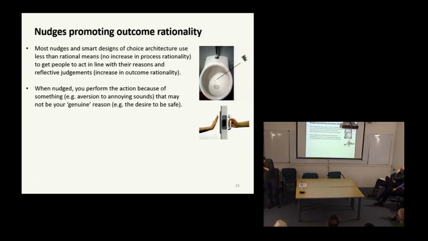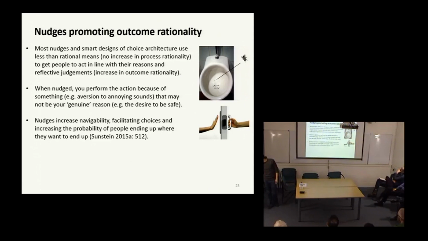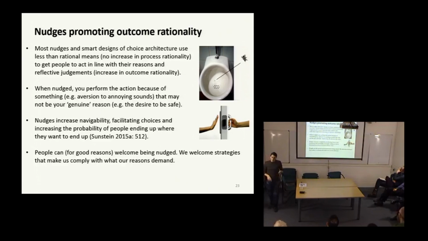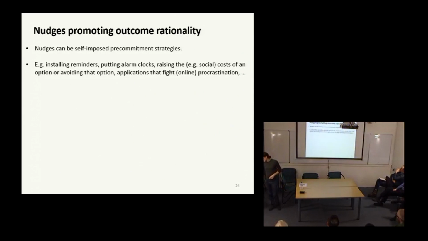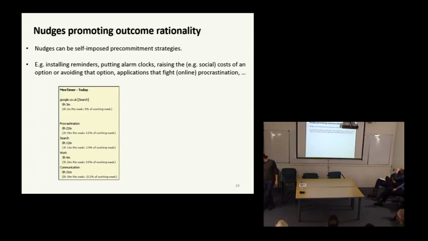These examples we've mentioned, these are nudging promoting outcome rationality. With respect to the GPS and the spatial metaphor, Sunstein, for example, calls this increasing navigability. Facilitating choices, increasing the probability of people ending up where they want to end up. And we often welcome strategies that help us in that respect. These are the self-imposed pre-commitment strategies that have been mentioned before. I sometimes suffer from procrastination. I guess we all do.